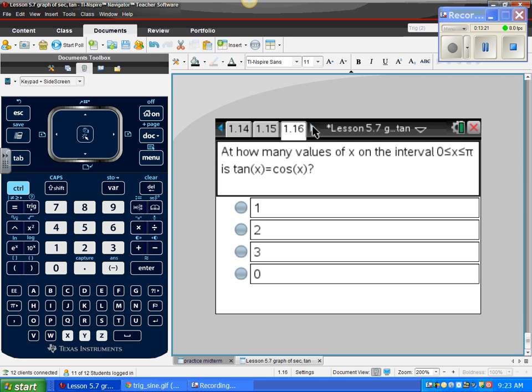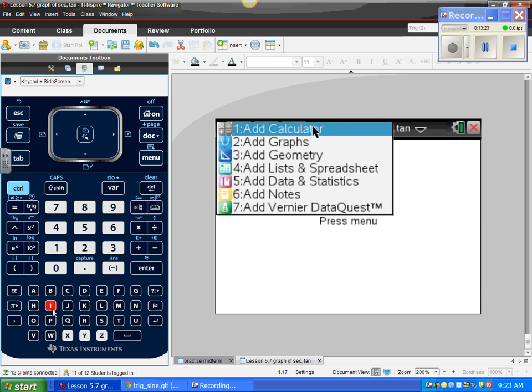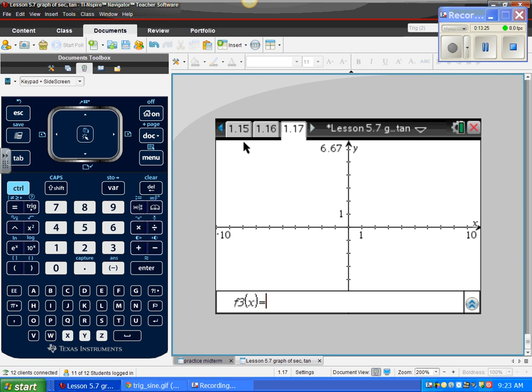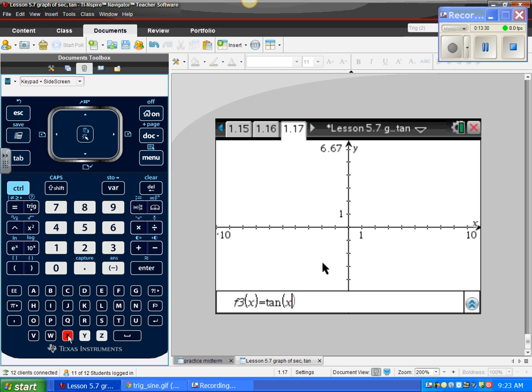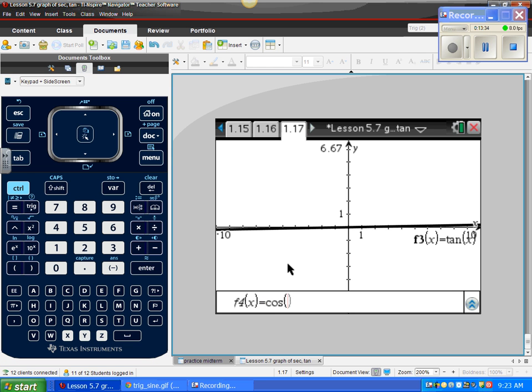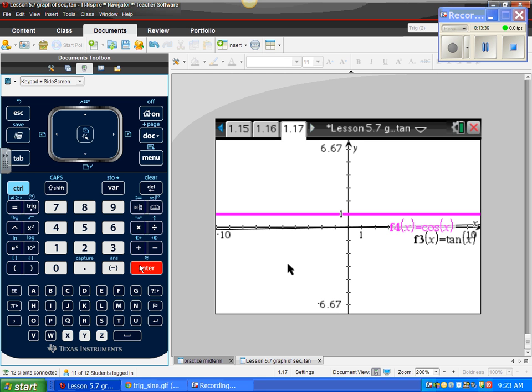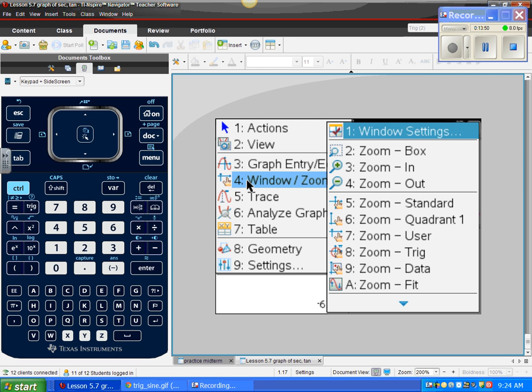Okay, so we're going to graph tangent. We're going to graph cosine. Okay, everybody should be doing this. So add a graph page. I want you to graph tangent and graph cosine. What's wrong with this picture? Yeah, so I need to hit what? Menu. Window. Zoom trig.